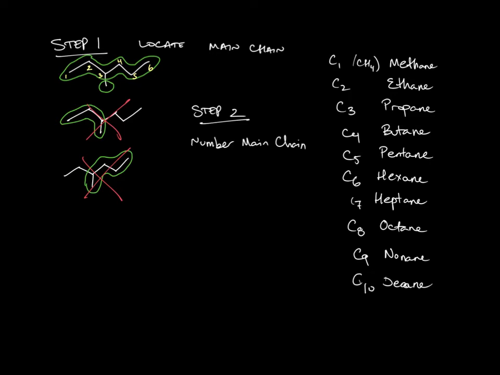Therefore, if we start numbering on the left, that little group would be on carbon number 3 instead of carbon number 4, which makes the number as low as possible. So at this point, what we could say is that we know that this is a 6 carbon chain. Therefore, this molecule is indeed a hexane. And when we get into the final naming, that will be the main part of our naming for this molecule. It is a hexane because the main chain is 6 carbons long.